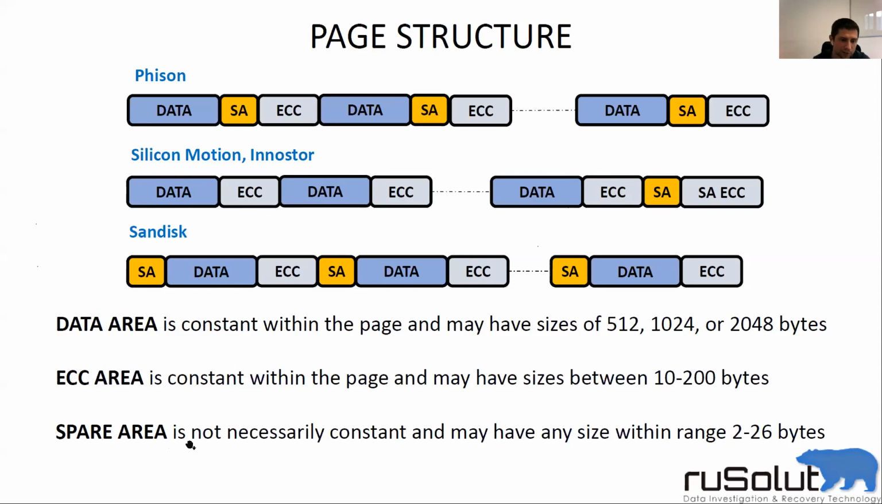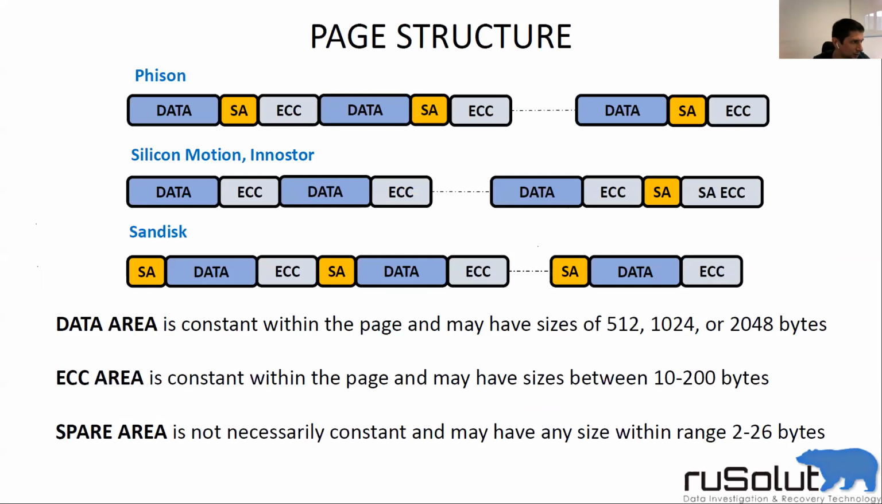And spare area sometimes could be different even within one page. It's quite typical for Phison controllers, where the first service area is a little bit bigger than the next ones. You should pay attention to this: that first service area of Phison could be a little bit bigger. And yeah, it's the typical size of that service area.